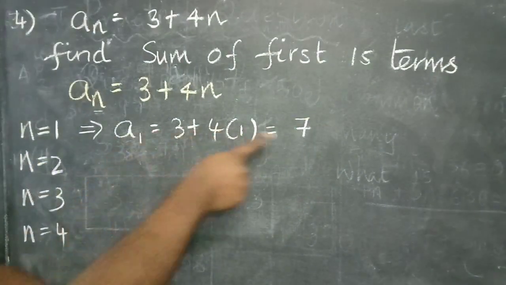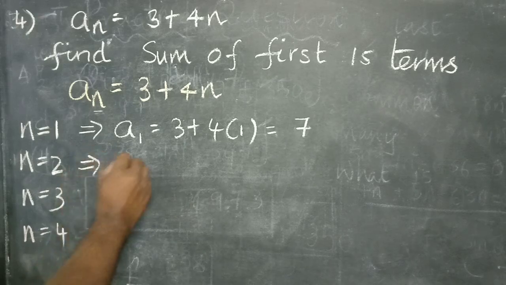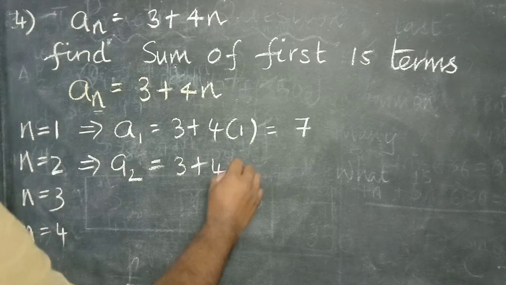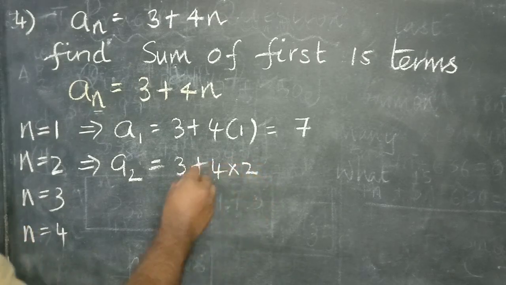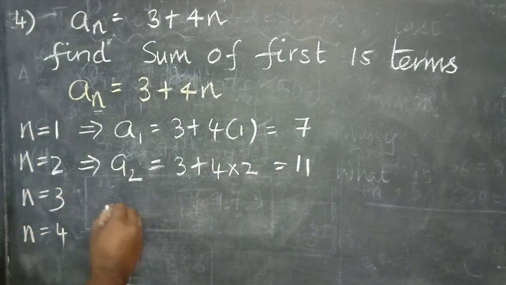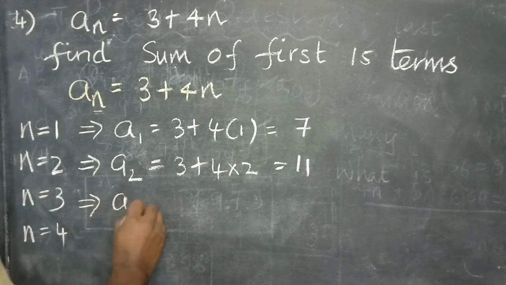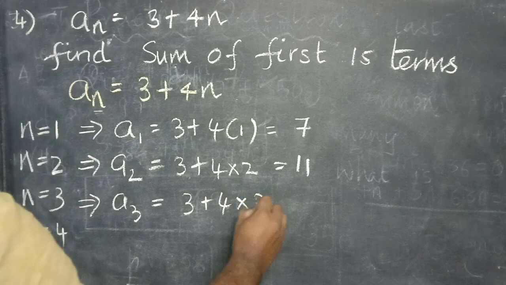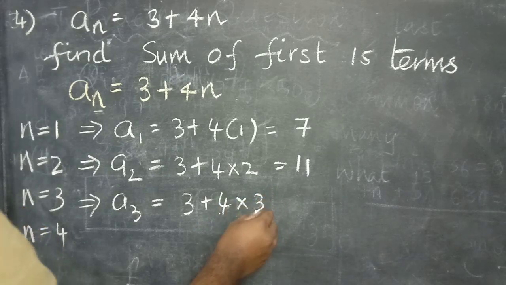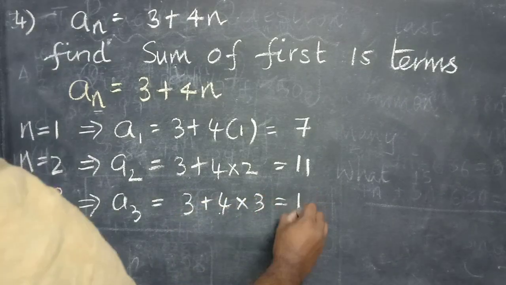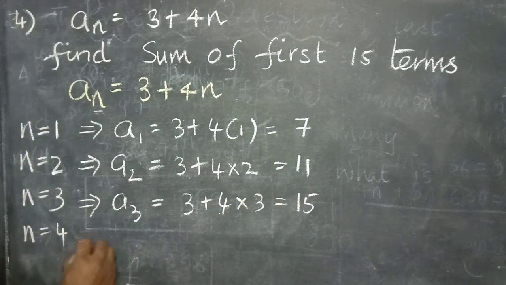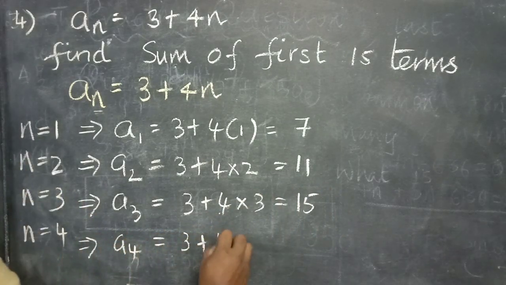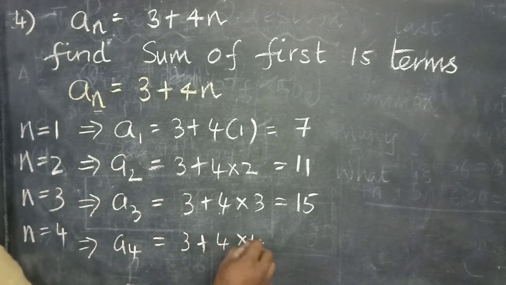Therefore, the first term is what? 7. In the same way, a2 equals 3 plus 4 times 2. 4 2s are 8. 8 plus 3 is 11. Now, what is a3? a3 equals 3 plus 4 times 3. 4 3s are 12. 12 plus 3 is 15. The fourth term, a4 equals 3 plus 4 times 4. 4 4s are 16.